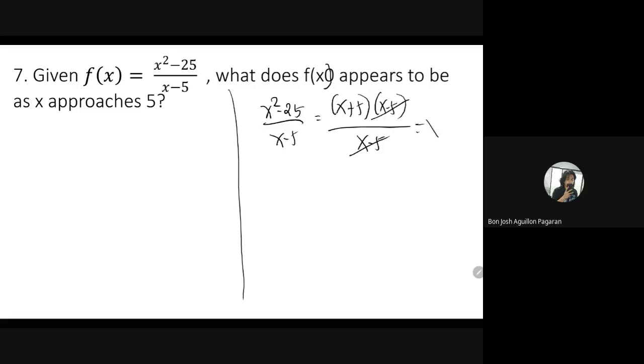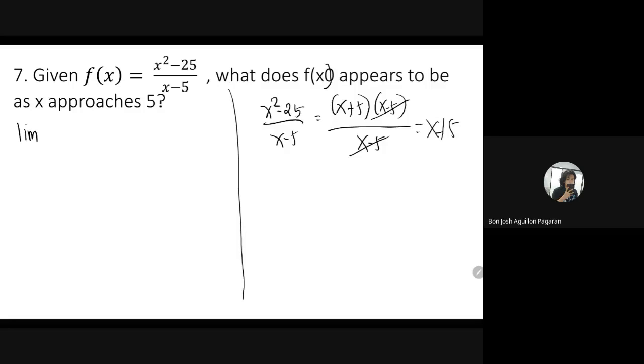Kaya anong nangyari po, natira sa x plus 5. Tapos substitute po si x. So 5 plus 5, 10 po, sir. Okay, that's correct. Kaya, let's just make our answer more formal.